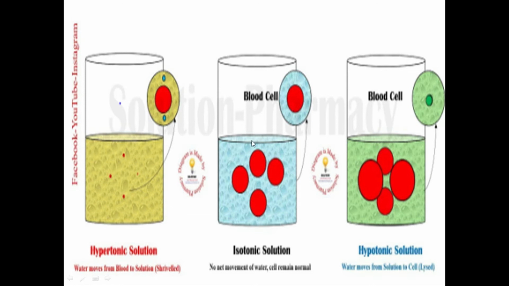In an isotonic solution, no net amount of water moves inside or outside of the cells, and the cells remain in their size.